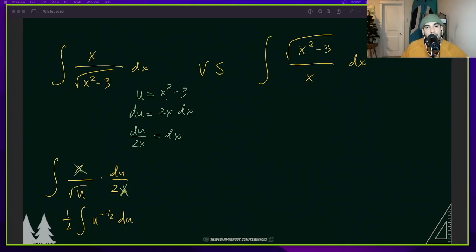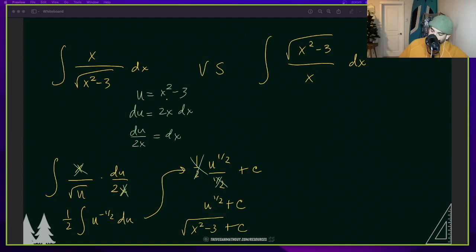Notice that the x is canceled out. I brought the 2 on the outside, and I rewrote that power as u to the negative 1/2. And now we have this simple solution, but now we rewrite the value back in terms of x. But now let's try that second integral.